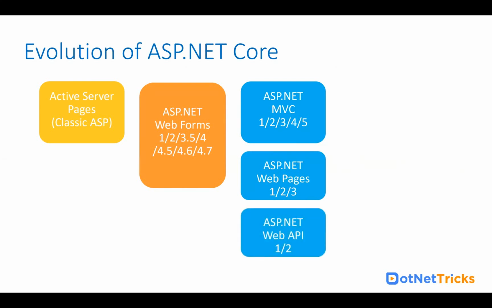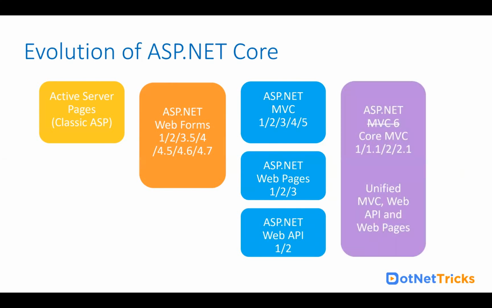And we have Web API as well. So we have Web API 1, Web API 2. Web API was first introduced with MVC 4, and Web Pages was first introduced with MVC 3. After that, Microsoft released MVC 6, but soon Microsoft realized MVC 6 is not the correct name because it is cross-platform, and it does not have many things which are available in MVC 5. So they renamed it to ASP.NET Core.